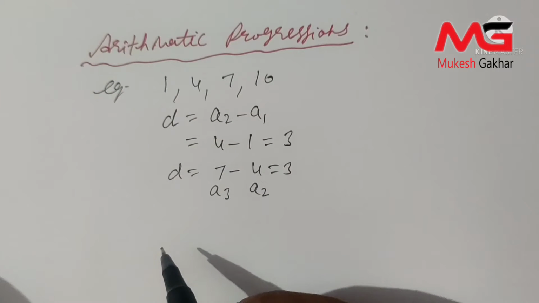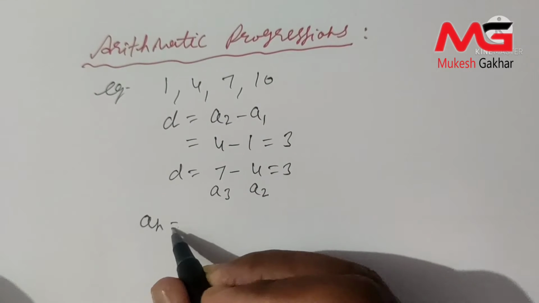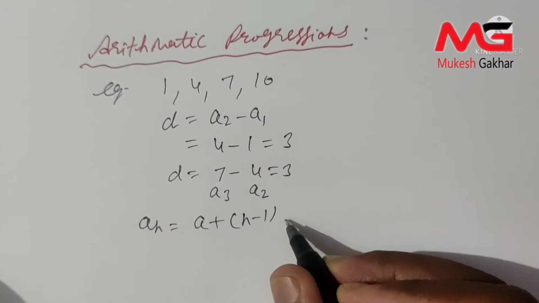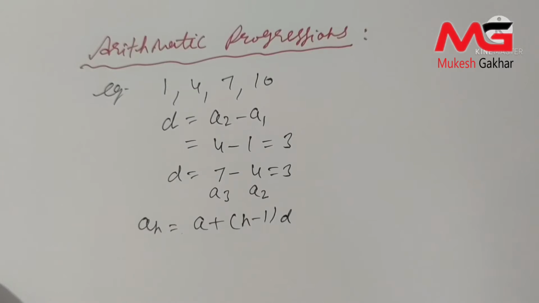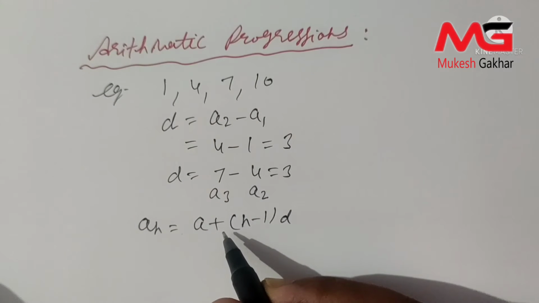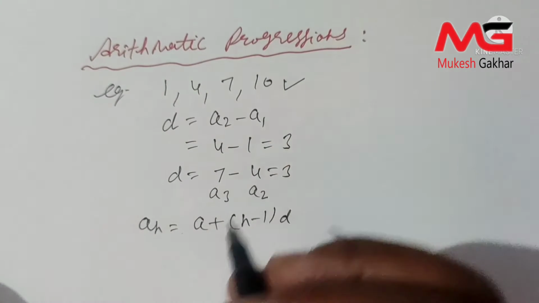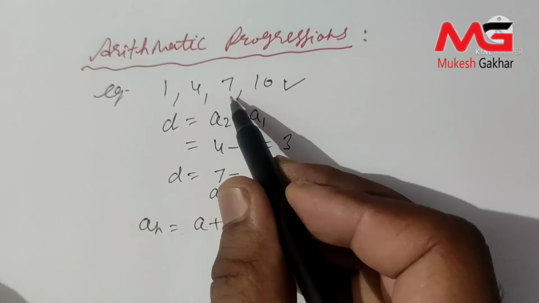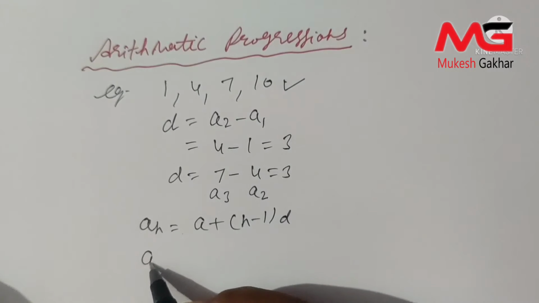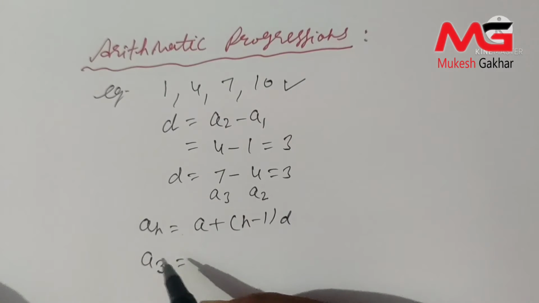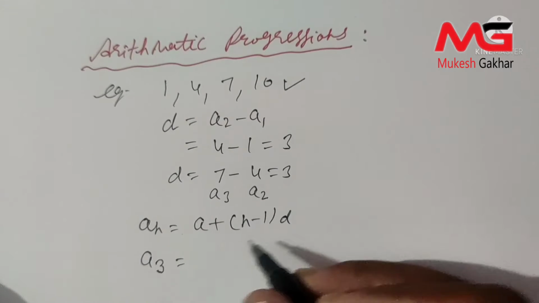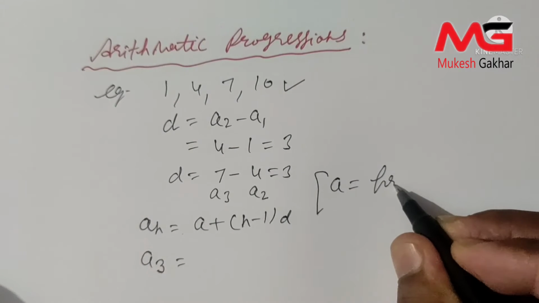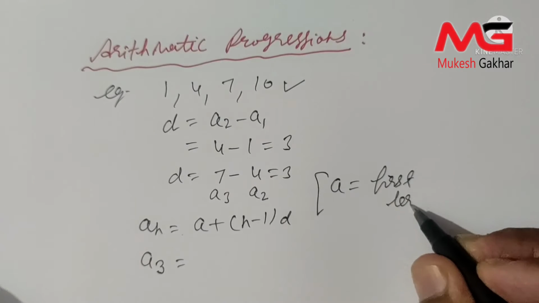Now we have one more formula. An is equal to A plus n minus 1 into D. Now I will explain this formula with this example. For example, you have to find the third term. Third term means 1, 2, 3, so the value of n is 3. So you have to find the third term A3. So what is the value of A? A means first term. A is always the first term.